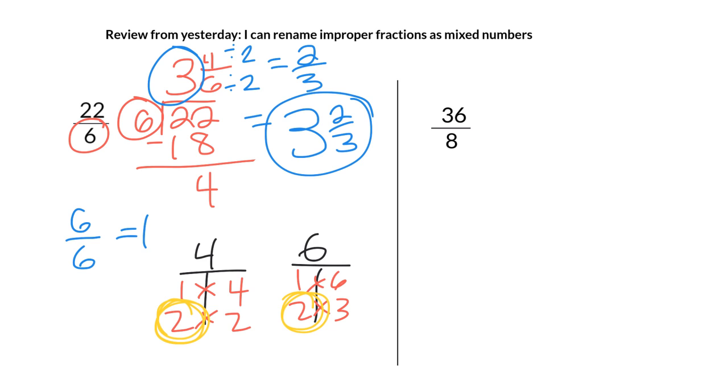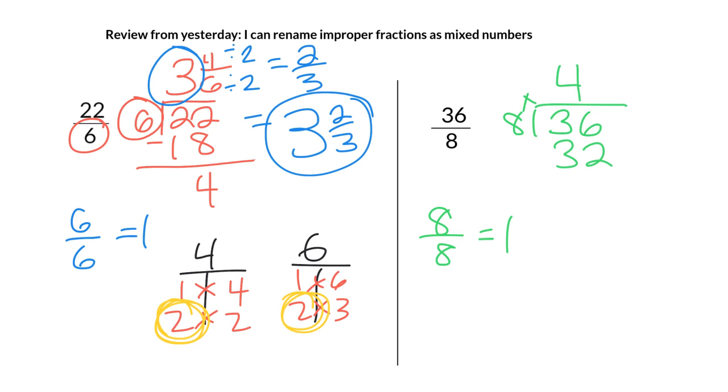Okay, now we're going to do the same on this side. We're going to divide 36 by 8. We are trying to figure out how many 1 wholes, or how many 8/8 we can make out of 36/8. You see, as close as I can get is 4. 8 times 4 is 32, and we're going to have a leftover of 4.